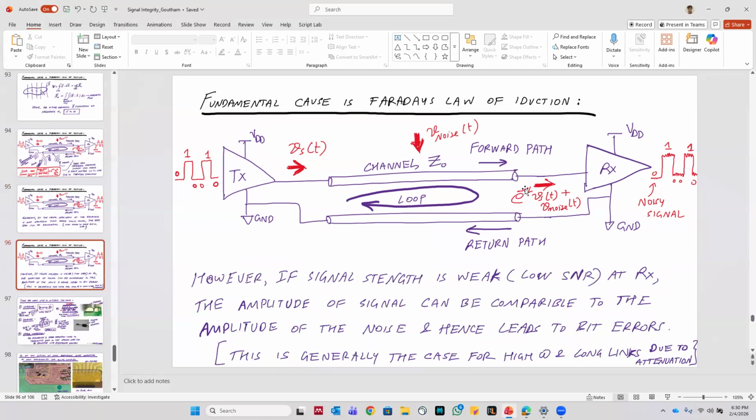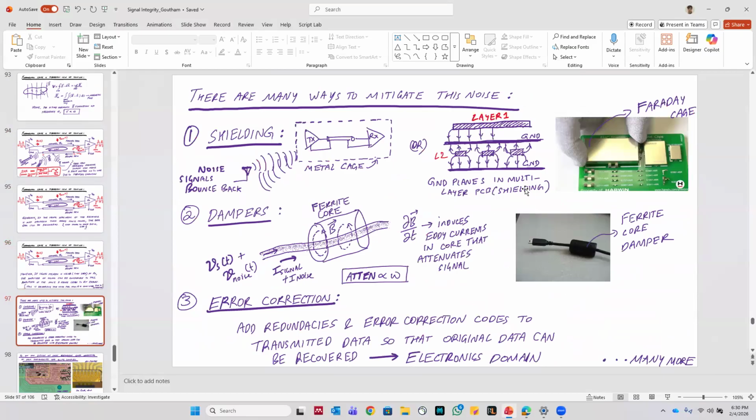All right, continue. So what are some ways to mitigate this? One of the most common ways is to essentially use a Faraday cage. Imagine this is your link. If I put a metal shell around it, completely cover it, then any outside signal is just going to reflect back, so it's not going to affect this link. And this is usually done in practice.